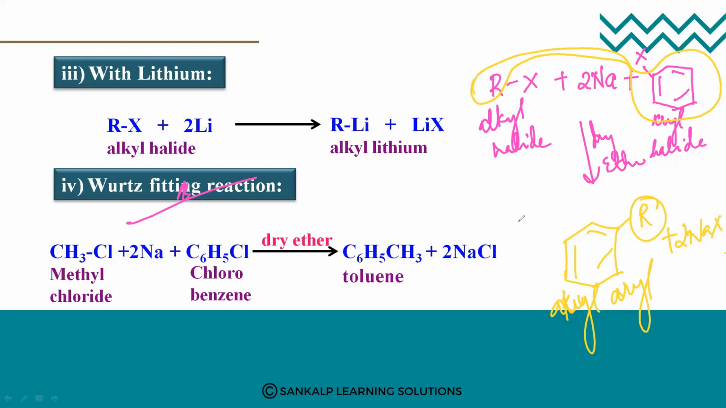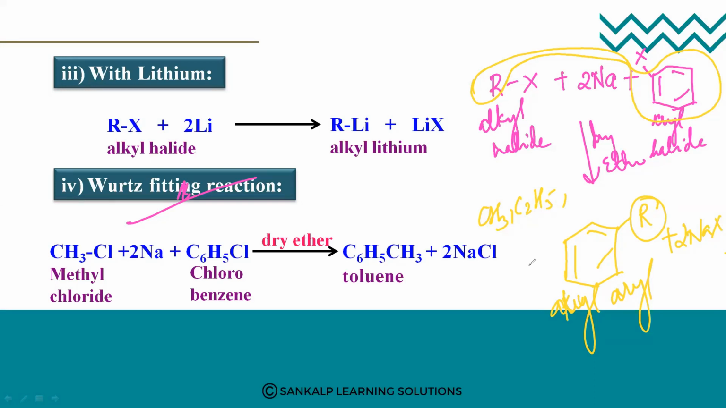You can take R as anything, any alkyl halide: methyl, ethyl, propyl, benzyl, anything, and this will be one benzene ring. So in the Woods-Fittig reaction, one alkyl group and one aryl group are treated with sodium in dry ether, and you will obtain the product. A coupling reaction will take place.